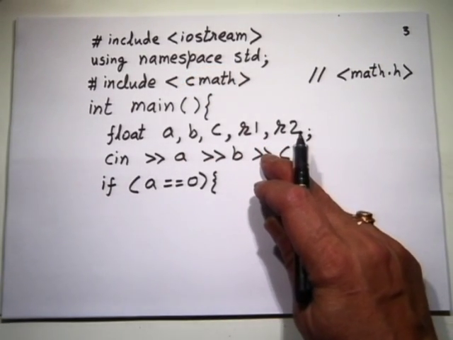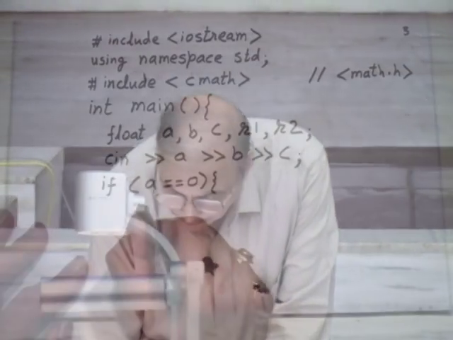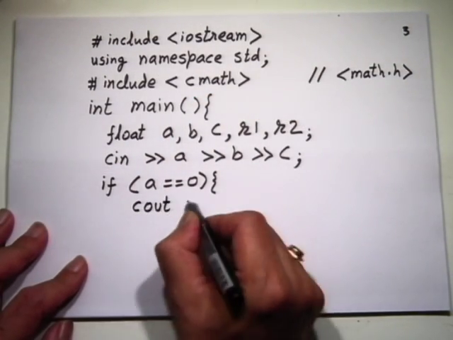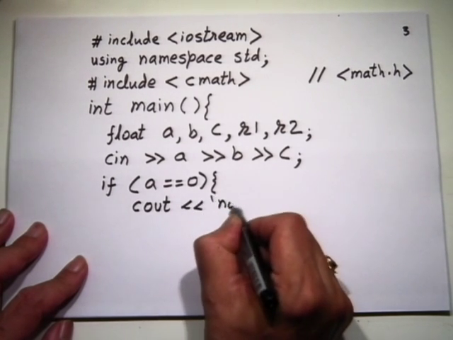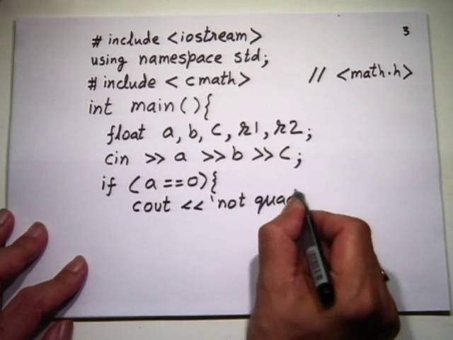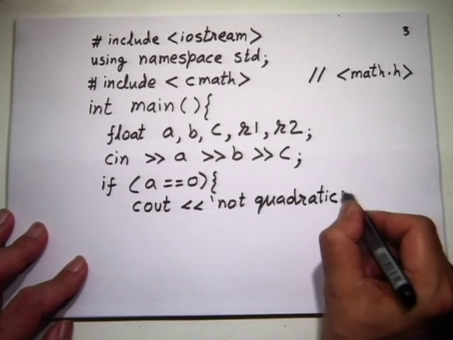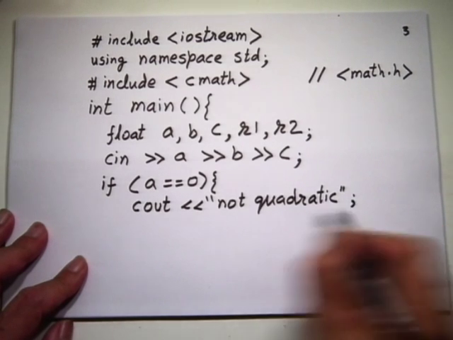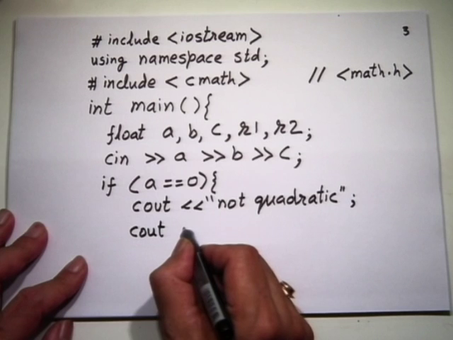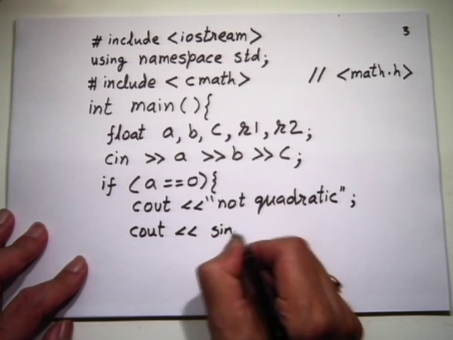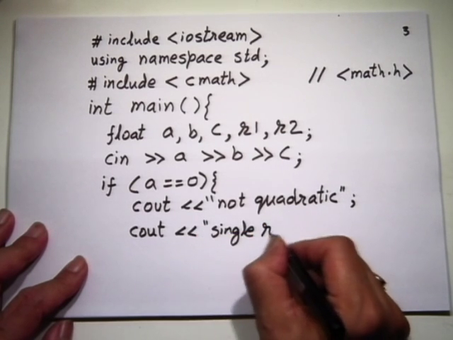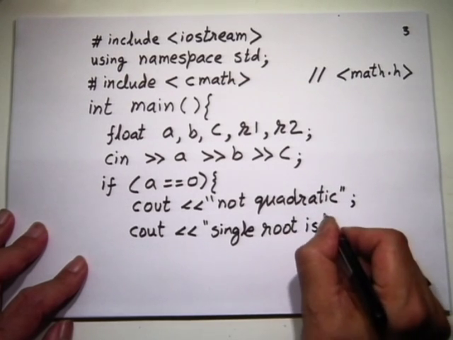We come across the first condition. We have read in the values of A, B, and C here. And now, as we imagine, we are going to examine first whether A is 0. If A is 0, then what is the meaning? There is a single root. It's not a quadratic. So we will say, what is the single root value?